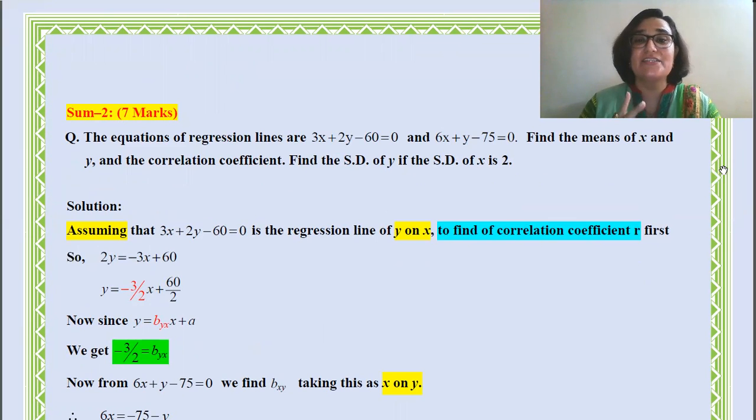2 regression lines have been given to you. देखिए, the 2 equations of regression lines are 3x plus 2y minus 60 is equal to 0 and 6x plus y minus 75 is equal to 0. दोनों regression lines आपको दे दी गई है और ढूंढना बहुत कुछ है. क्या क्या ढूंढना है पहले देख लेते हैं. You have to find out x bar, means, y bar, दोनों x और y के मीन्स ढूंढने हैं, कोरिलेशन कोएफिशिएंट ढूंढना है, राइट? स्टैंडर्ड डिविएशन ऑफ y ढूंढना है, जब स्टैंडर्ड डिविएशन ऑफ x आपको दिया गया है.